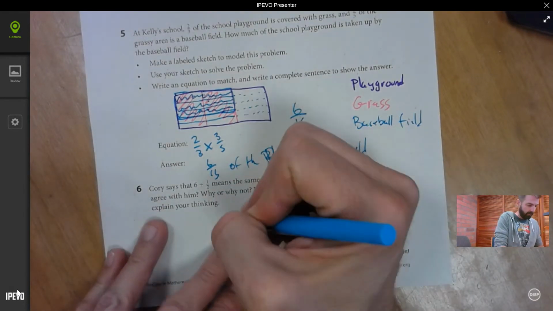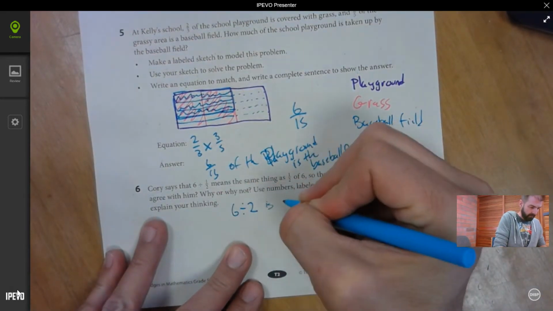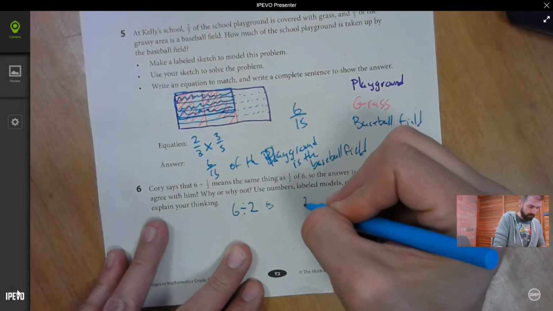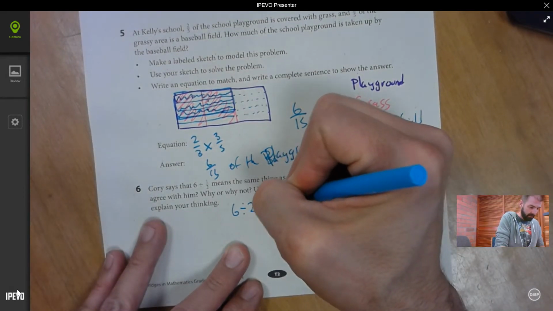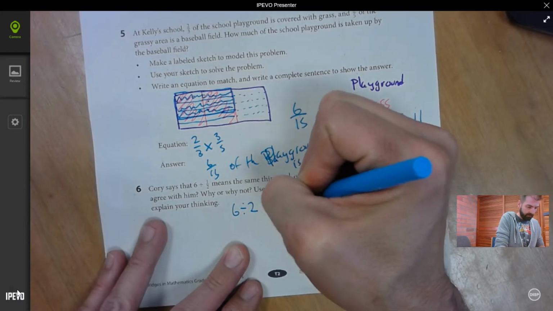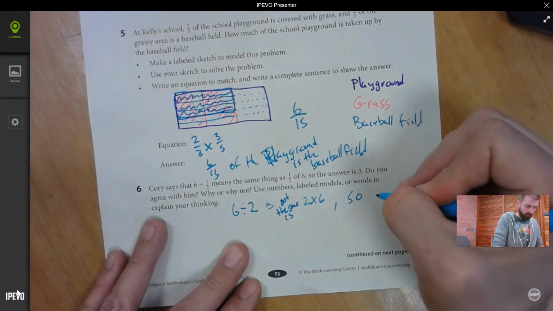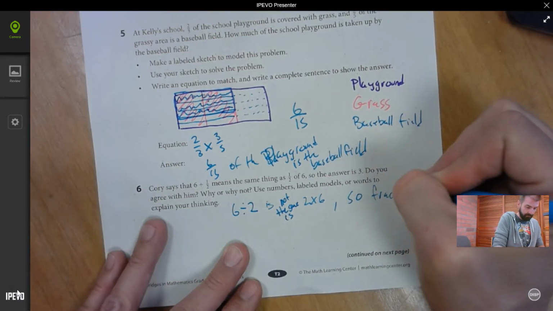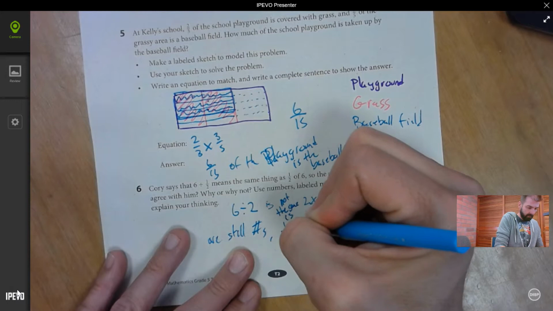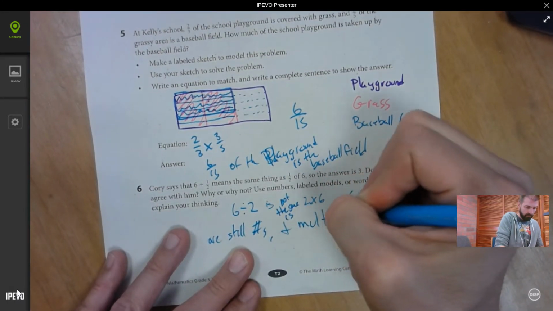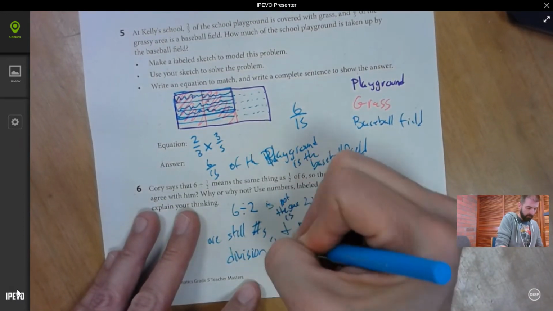So I'm going to change a half to 2. So in his theory, he's saying 6 divided by 2 is the same as 2 times 6. No way, that's not right. So it is not the same as 2 times 6. So fractions are still numbers. Numbers and multiplication and division do not work like that.